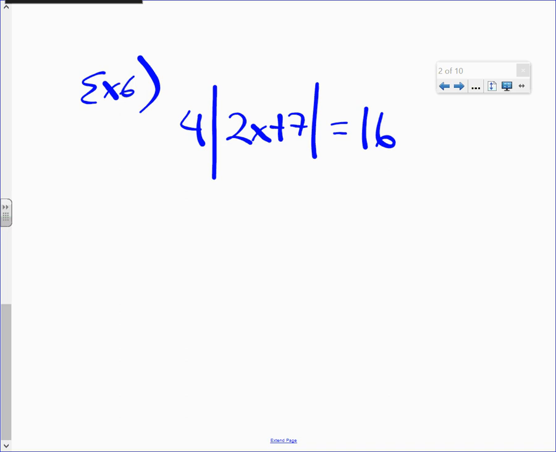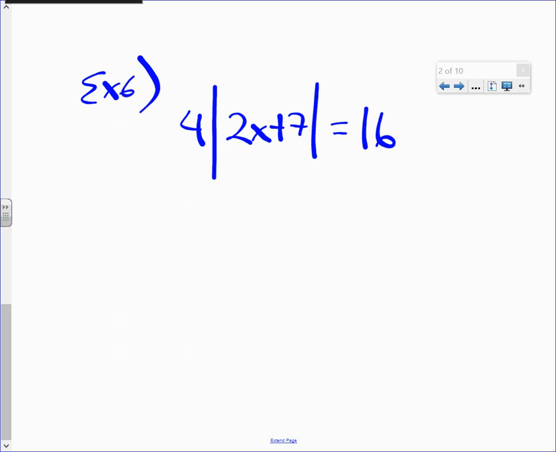Now, let me talk about it. I'm not going to split it up into two separate absolute value equations until the absolute value is alone. In other words, until the absolute value is by itself on one side of the equation. Right now, it's not by itself. What's next to the absolute value? Let's get rid of the 4 first.